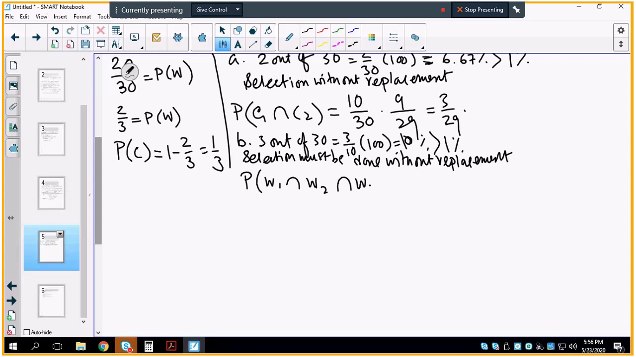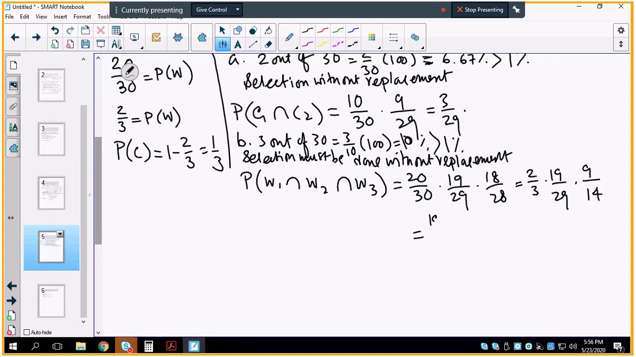All 3 of them. So the first time you are selecting the wrong, it is 20 out of 30. The second time you are selecting the wrong, one has been selected, so 19 out of 29, and then you have 18 out of 28. And I can simplify this. So first and foremost, I will get 2 over 3 times 19 over 29, and then if I divide both top and bottom of 18 and 28 by 2, I get 9 out of 14. Then the 3 cancels the 9, and 2 cancels the 14 and gives you 7. So it's 19 times 3 over 29 times 7.